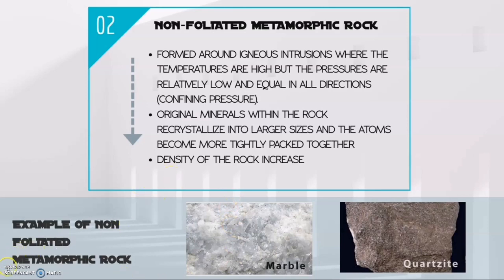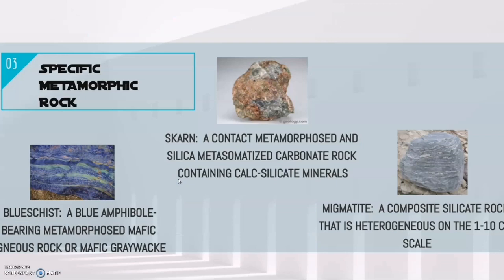Here are the two examples of non-foliated rock, which are marble and quartzite. These two rocks are very strong because of the high density of the rock. So the last one is specific metamorphic rock. Here are the three examples, which are blueschist, skarn, and migmatite.